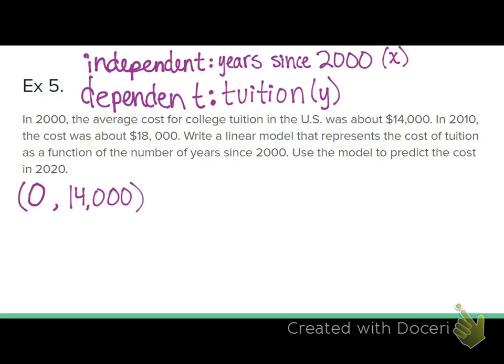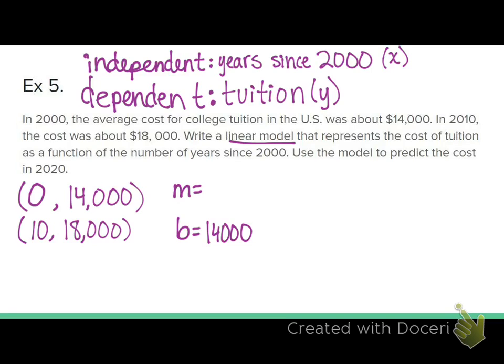Okay. In 2010, so now how much time has passed? 10 years. The tuition was? 18,000. So we are going to use those 2 points to write our model. If it says write a linear model, that means write a linear equation. So we need to identify 2 things. What do we need to identify? M and B. Same 2 things we've needed all along. Again, our B is pretty easy. What is it? 14,000.